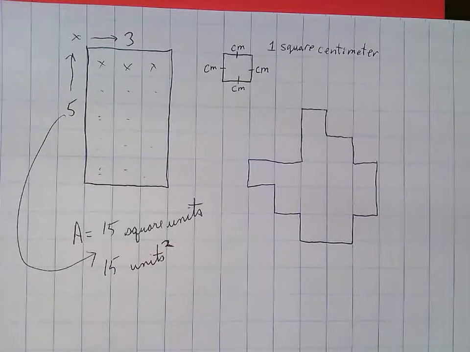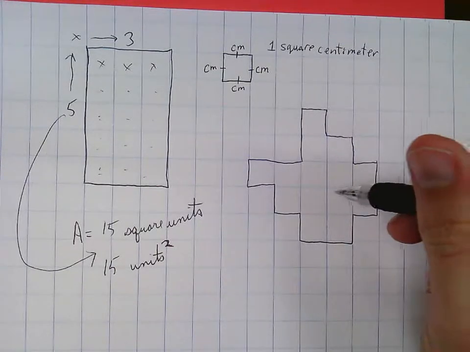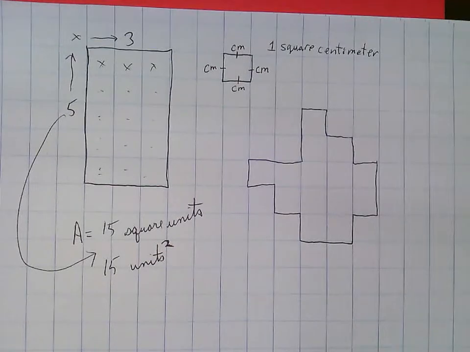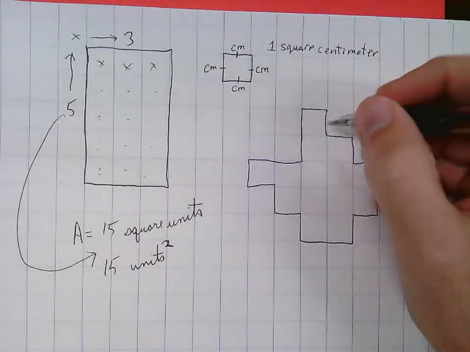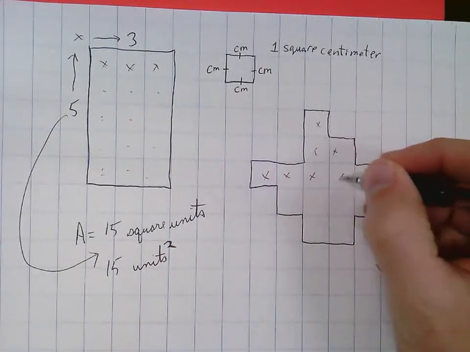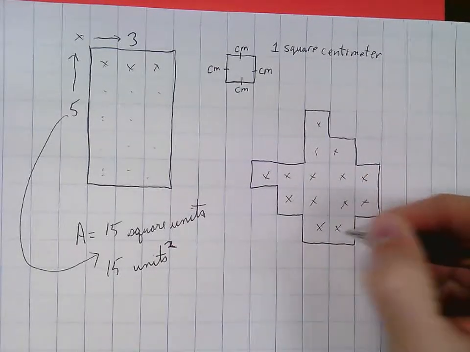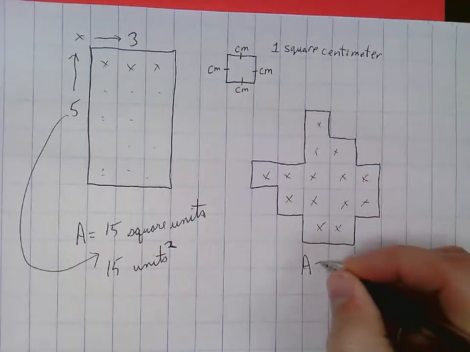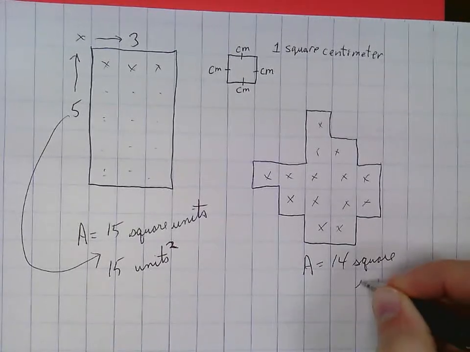Now if we're over here, this shape here is obviously not a rectangle, so the way to figure out the area of that is simply to count these squares on the inside. 1, 2, 3, 4, 5, 6, 7, 8, 9, 10, 11, 12, 13, 14. So the area of this one is 14 square units.